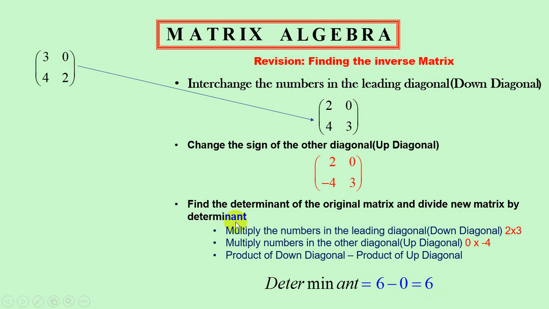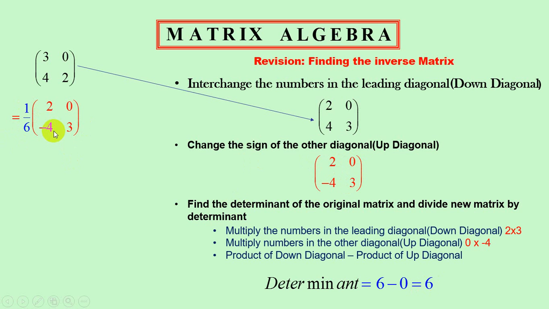Now remember, we need to take the determinant and divide the new matrix by it, and the new matrix is 2, 0, minus 4, 3. If we're dividing by 6, we're actually multiplying by the inverse of 6, which is 1 over 6. So we have 1 over 6 multiplying the new matrix 2, 0, minus 4, 3.